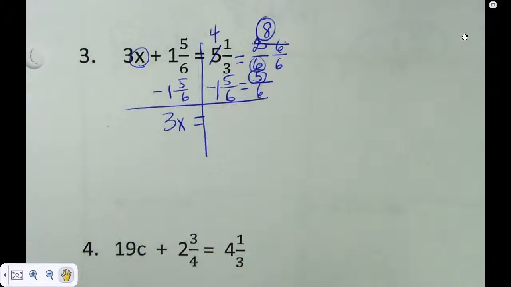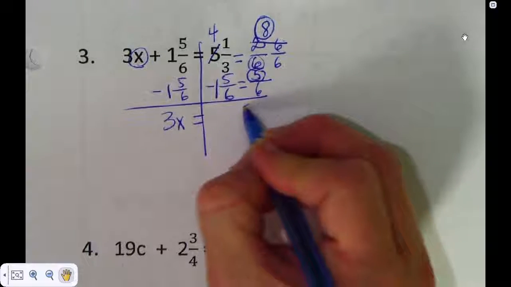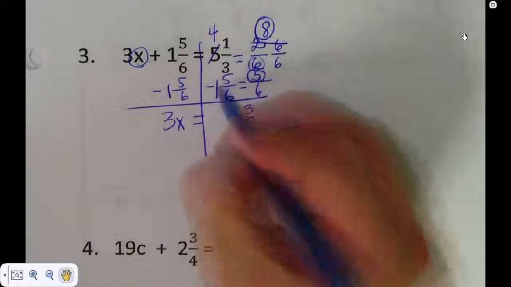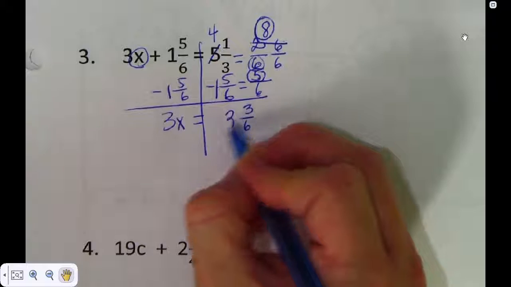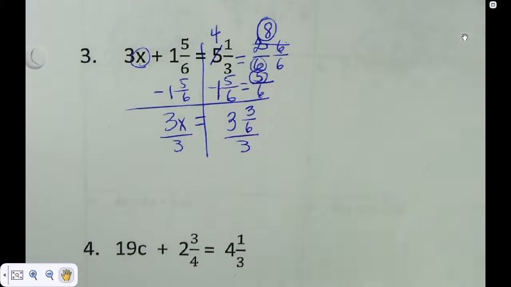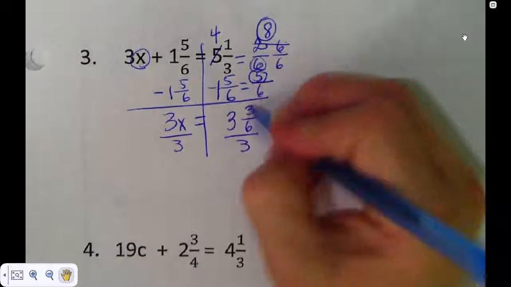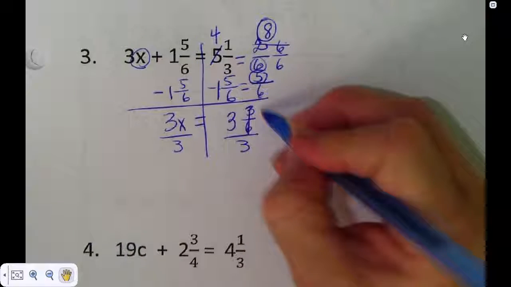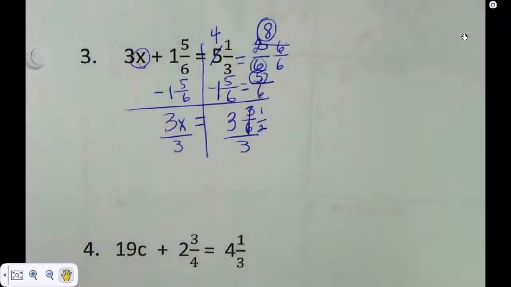Okay, so 8/6 minus 5/6 is 3/6. 4 minus 1 is 3. I'm going to divide by 3. Oh, who knows what 3/6 equals? Good. Who said that? Good, Stormy. 1/2. 3 is half of 6, huh?